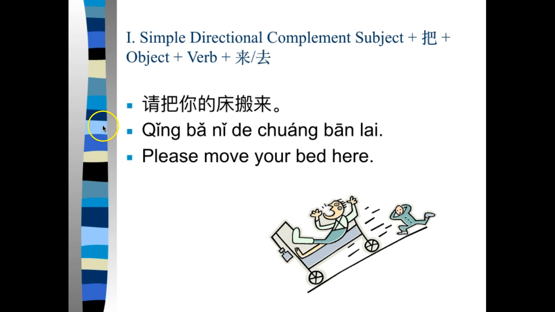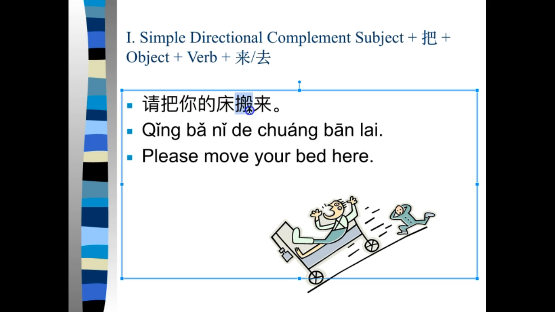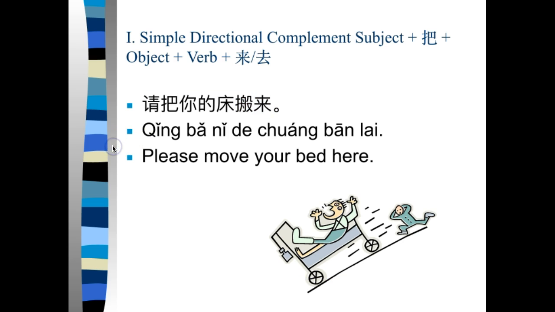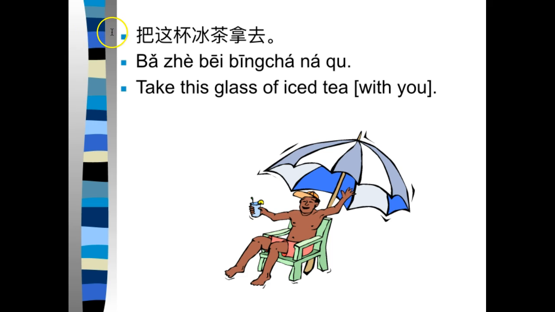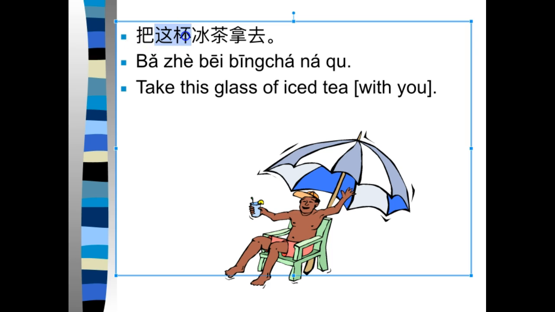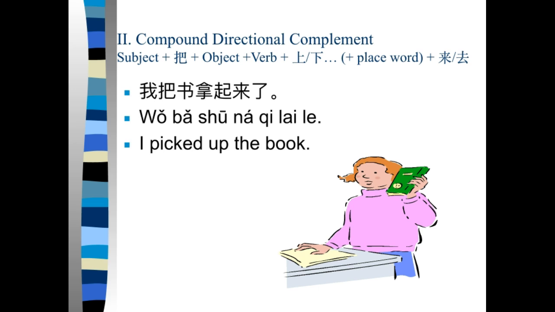So let's look at an example. 请把你的床搬来. Please move your bed here. So 你的床 is the object, and 搬 is the verb, and 来 is the simple direction complement. Let's look at another example. 把这杯冰茶拿去. This cup of iced tea, please take that away. There.